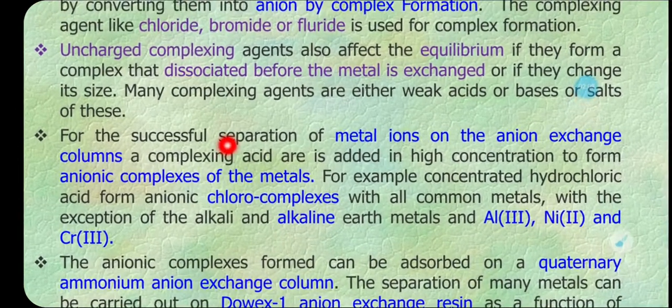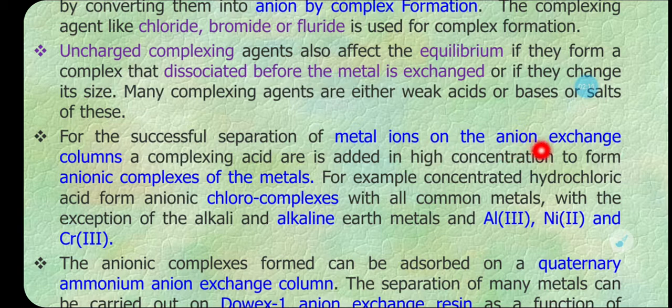For successful separation of metal ions on the anion exchange resin column, complexing acids are added in high concentration. That means to form stable anionic complexes with metal. For example, concentrated hydrochloric acid forms anionic chlorocomplexes with all common metals with the exception of alkali and alkaline earth metals and aluminum, nickel and chromium. But all the others form chlorocomplexes with quite good stability.